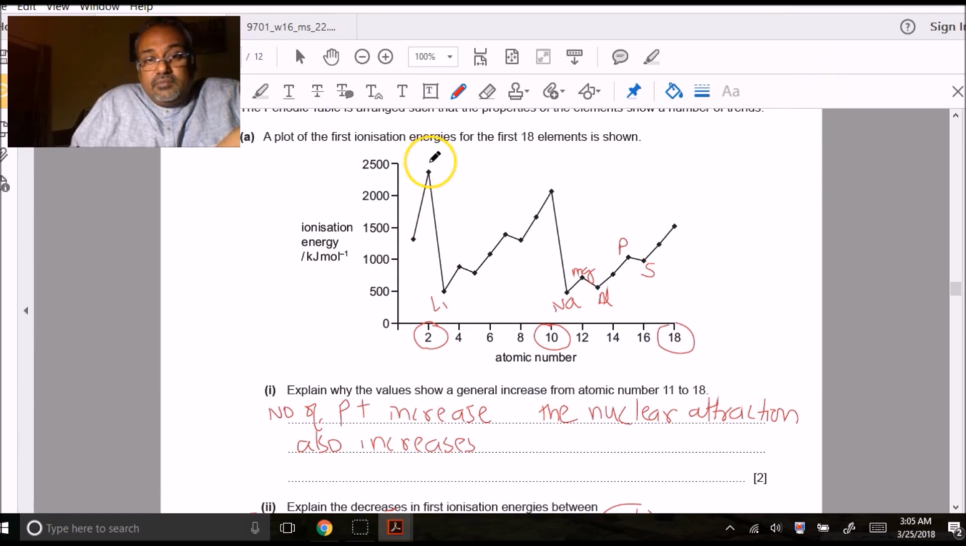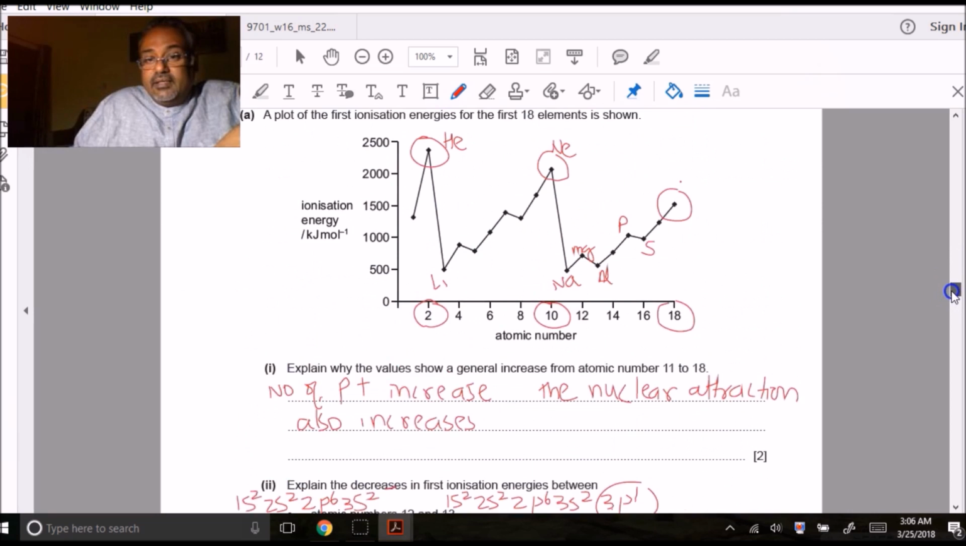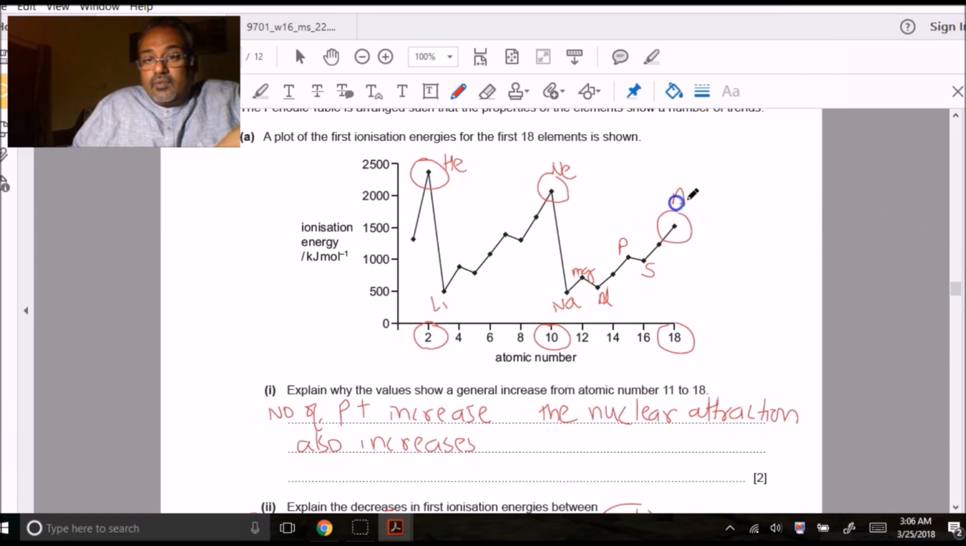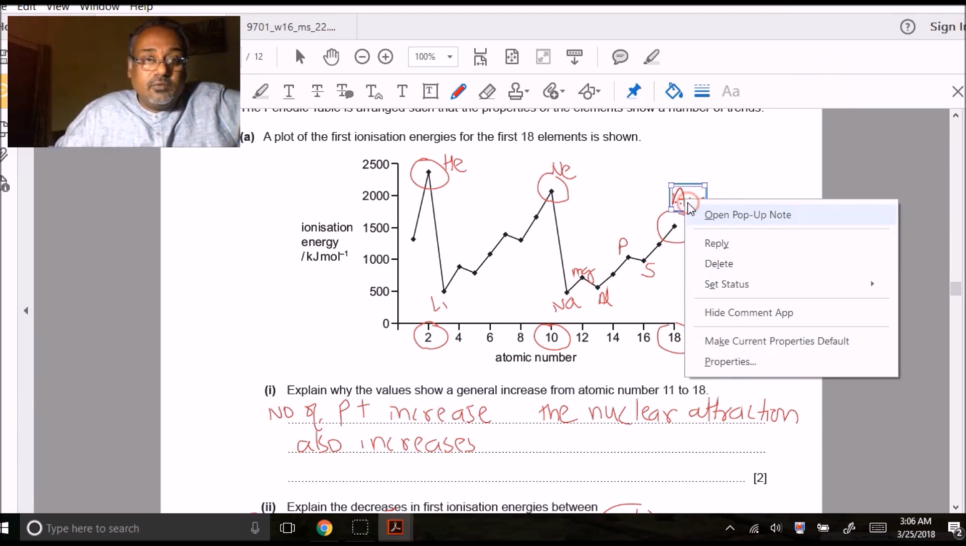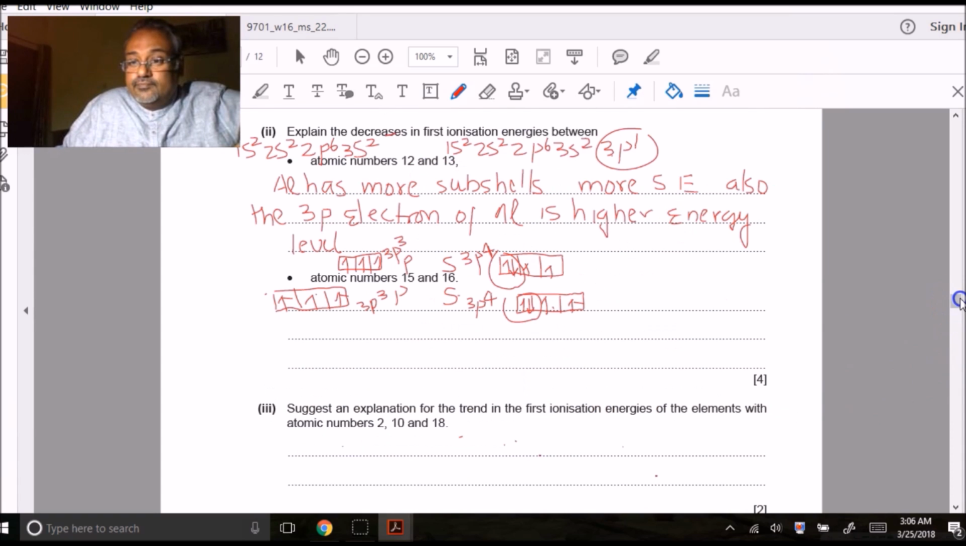Atomic number 2, well, it's talking about this one, which is helium. Atomic number 10, this is neon. And atomic number 18, this is argon. So clearly, what we are looking at is we are going from helium to neon to argon, which means we are actually going down the group. And the question is indirectly asking you, why do you think the ionization energy decreases as we go down the group? Okay, so let's have a look at that.